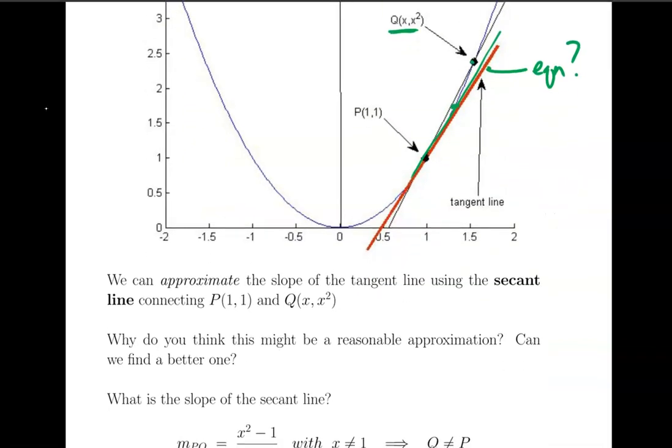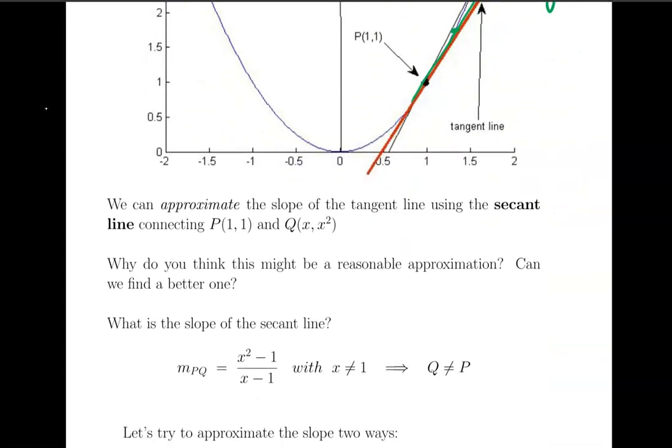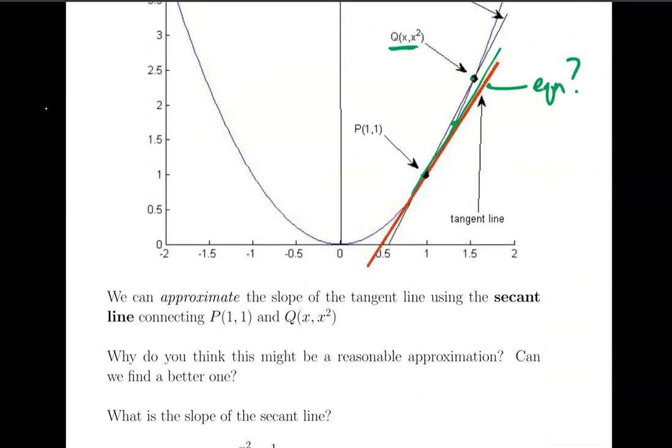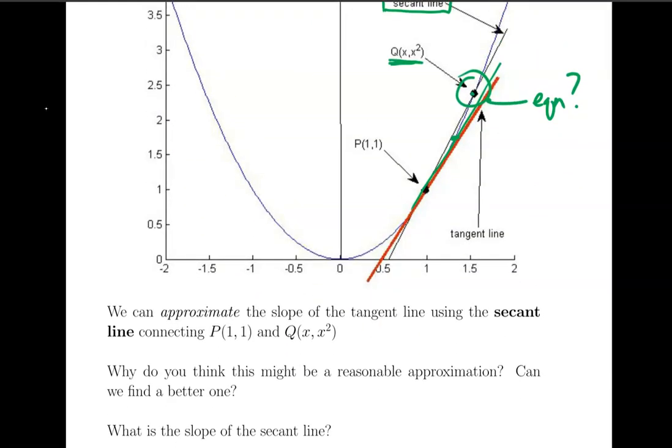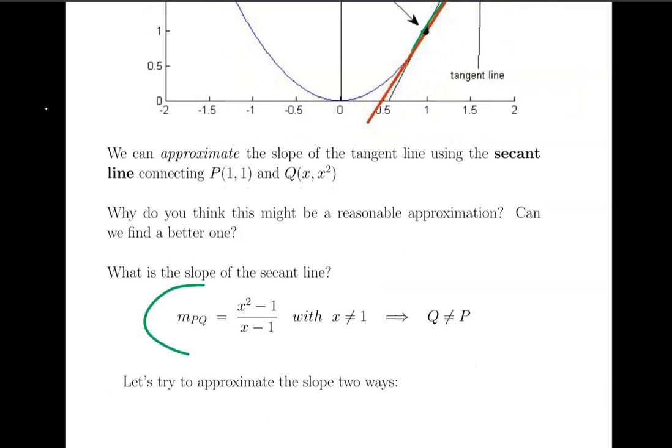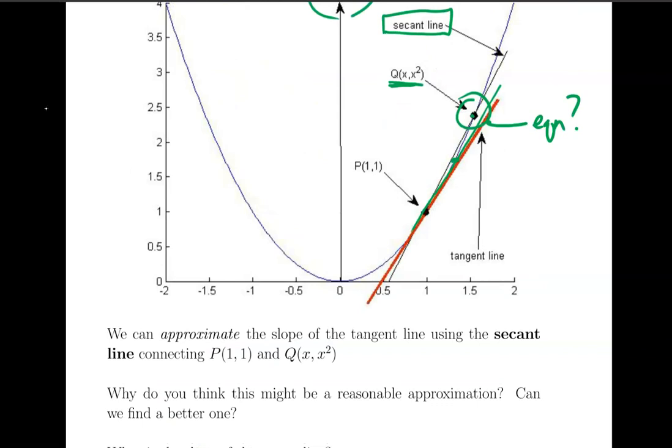Okay, and so what I've done here is set up, no matter where I put Q, it's always represented by x squared. The reason, of course, being because it's on the line x squared. And so I can set up a slope for PQ as the change in y over the change in x. So that's where this comes from. As long as x isn't 1, because then Q and P would be the same, which we can't allow.